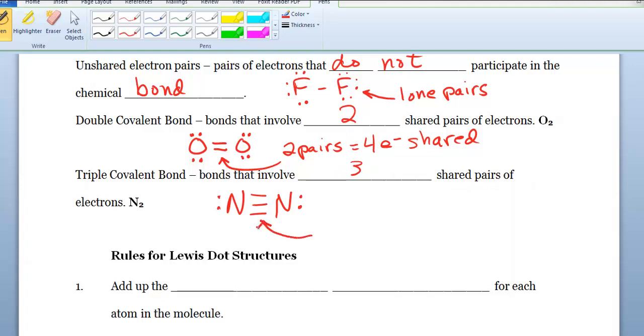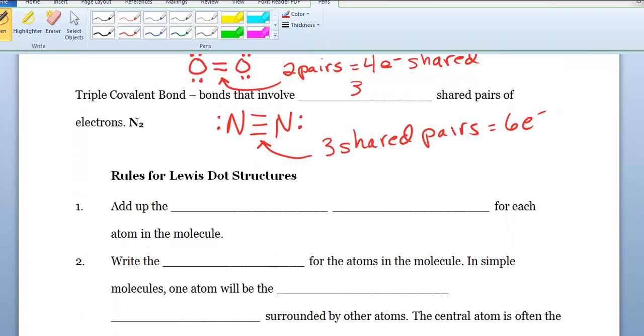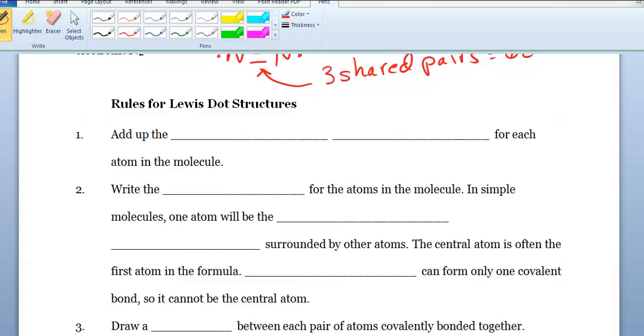So these shared pairs of electrons come out to equal 6 electrons that are shared between the 2. We're going to talk about how to make these little dot and line structures that actually tell us what kind of bonding is going on between the atoms. And here are the rules. We want to add up the total of all the valence electrons for each atom in the molecule.